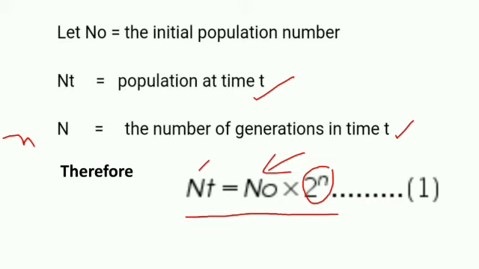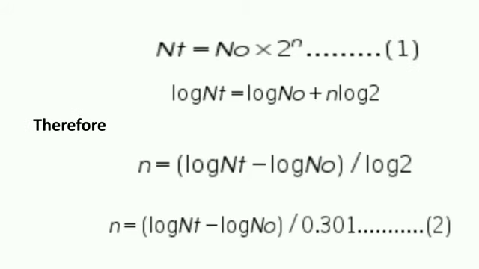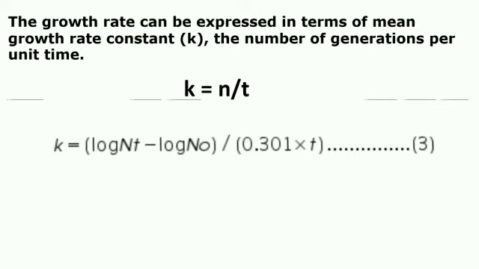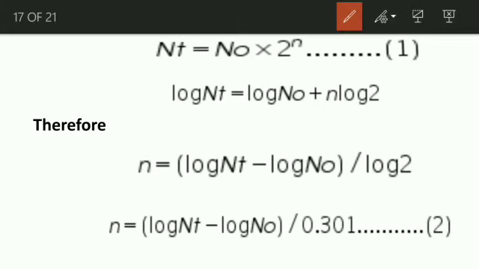This is the first formula we have seen, and another one. This formula can be modified a little bit. How? By taking logarithm on both sides, we can write the same formula like this. Log Nt is equal to log N naught plus n log 2, and therefore n is equal to log Nt minus log N naught divided by log 2, and the value of log 2 is 0.3010.